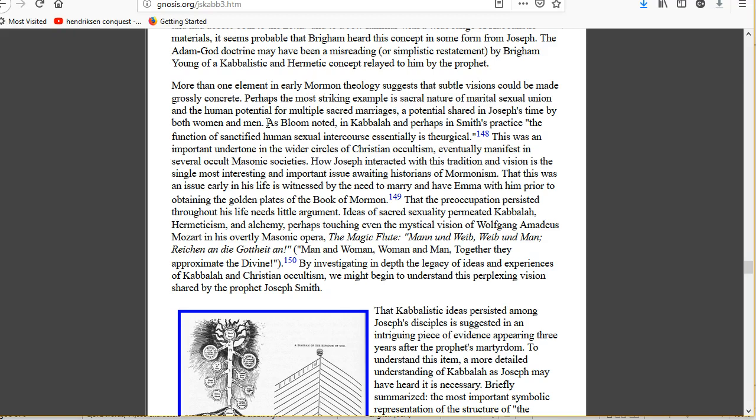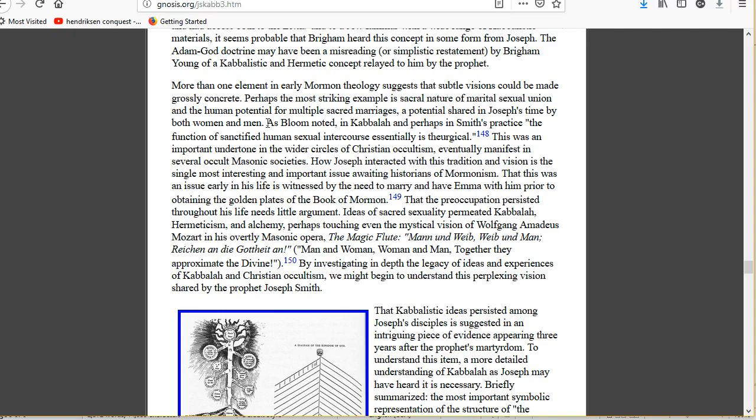All right. That this was an issue early in his life is witnessed by the need to marry and have Emma with him prior to obtaining the golden plates of the Book of Mormon. That the preoccupation persisted throughout his life needs little argument. What a way to glaze that over.